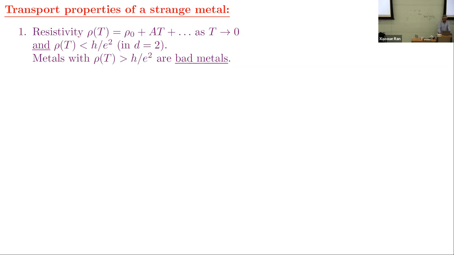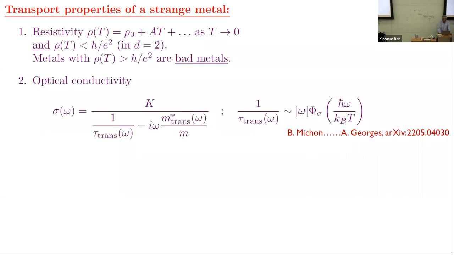So that's one property. Another property is in the optical conductivity. When you do some optical experiments, you measure sigma of omega, and up to logarithms, these people have argued in a recent paper that a lot of data can be fit to this form, where this transport scattering rate is basically a linear function of frequency or temperature with some scaling function phi. And then M star over M is determined by Kramers-Kronig and has a log. So it is a complicated function, but it's only the real part of one over sigma that has the scaling behavior.